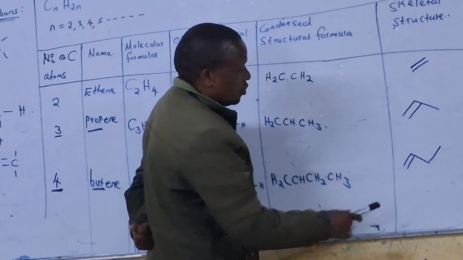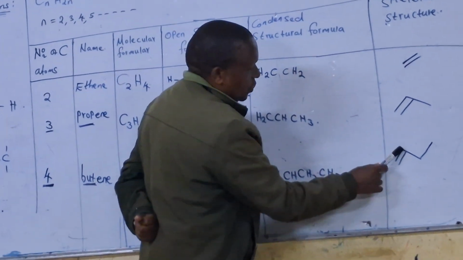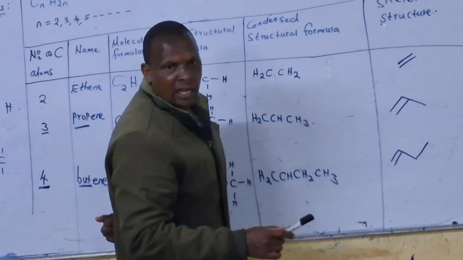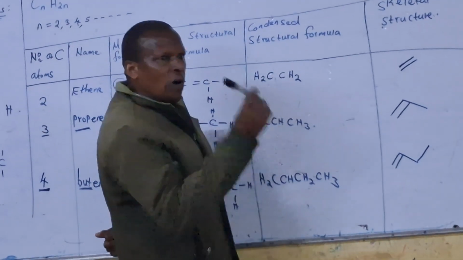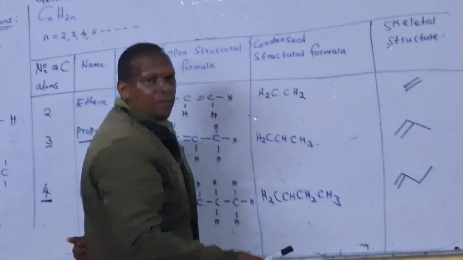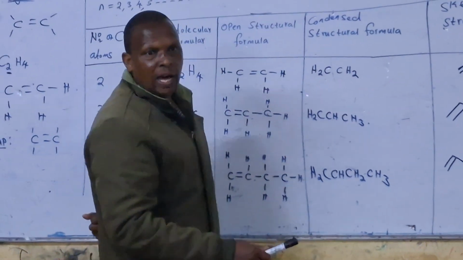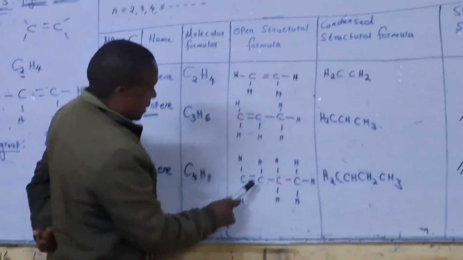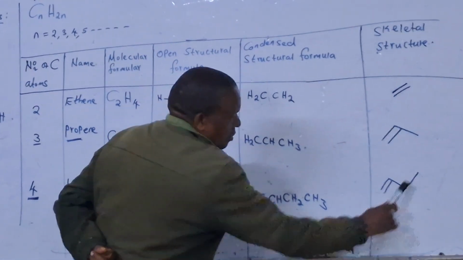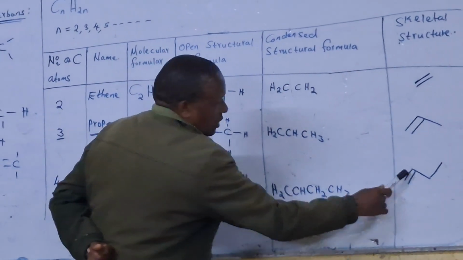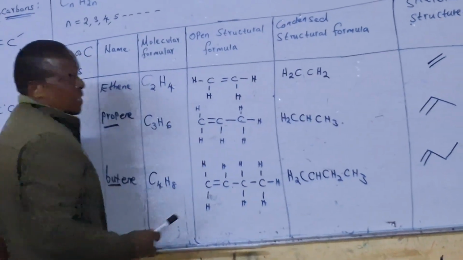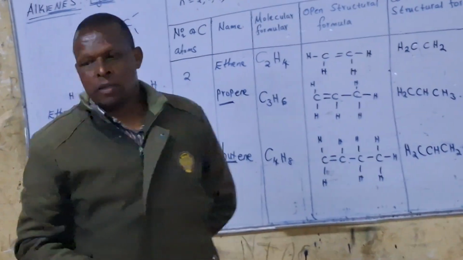Are you seeing that? So how many? 1, 2, 3, 4. The ends and the vertices represent carbon atoms. Where you have a double covalent bond, you put 2 lines. Where you have a single covalent bond, you put a single line. So what do you have here? Double, single, single. How many carbon atoms? 1, 2, 3, 4. How many here? 1, 2, 3, 4. The same. Thank you.